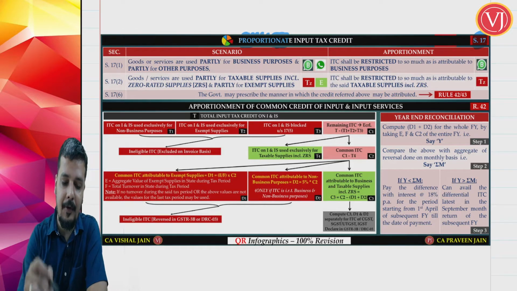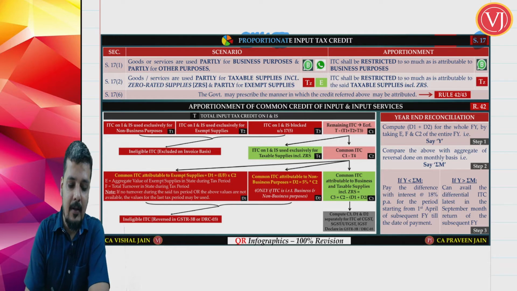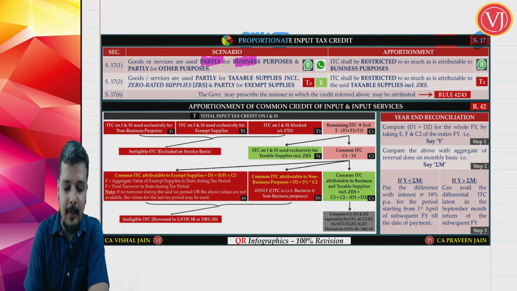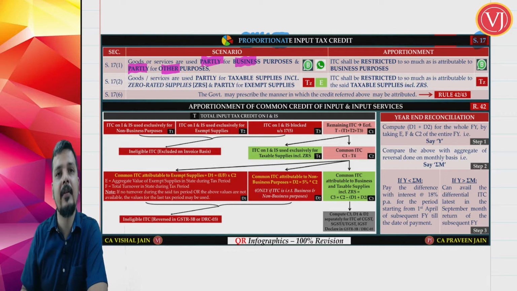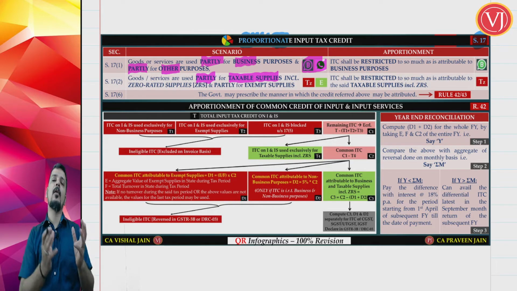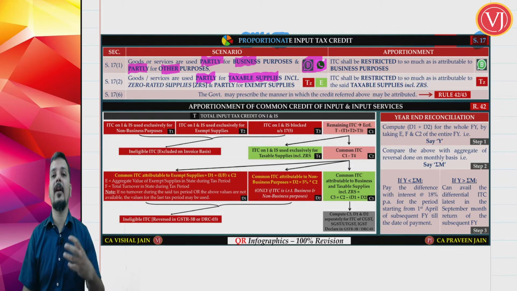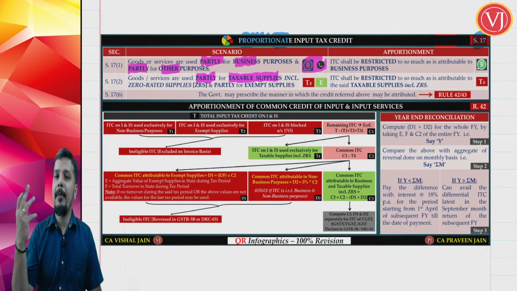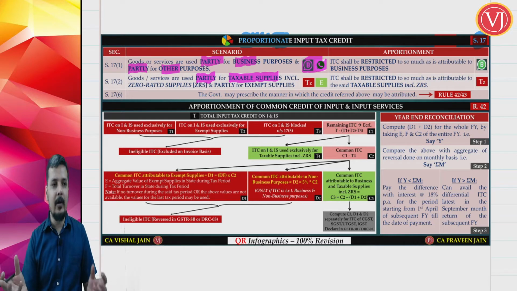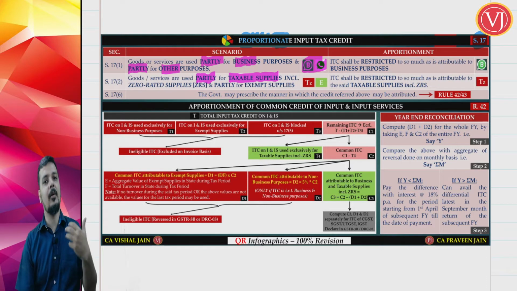If you're talking about a scenario where the goods or services are partly used for business purposes and partly used for other purposes, then there comes the concept of proportionate ITC. Or if the goods or services are partly used for taxable supplies, which will always include zero rated supplies. Why? Because for zero rated supplies, though you don't pay output tax, you can get the credit. See, what is the normal understanding? You pay output tax, get the entire credit. You don't pay output tax, no credit. But for zero rated supply, even if you don't pay output tax, you get entire credit.